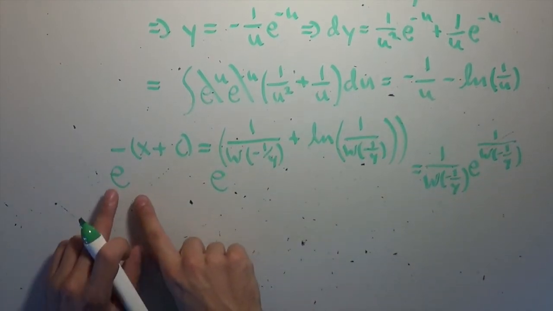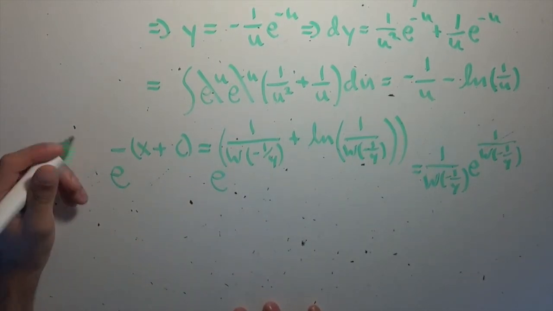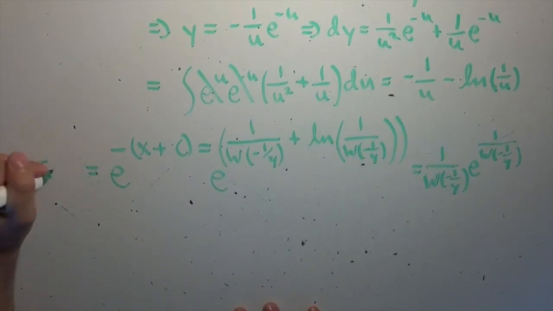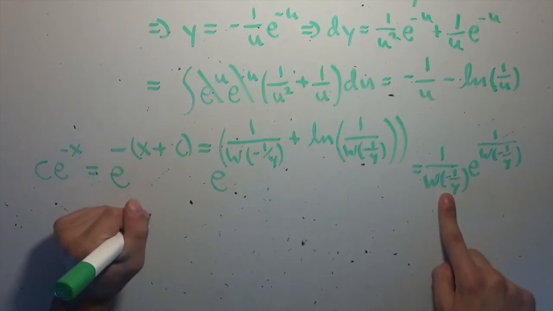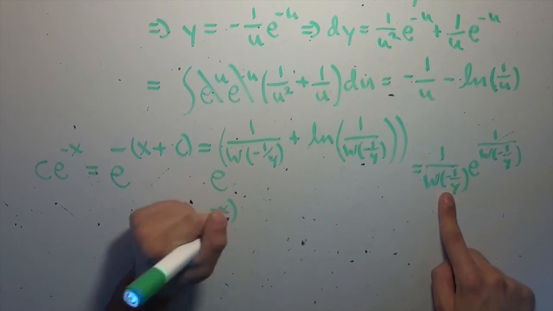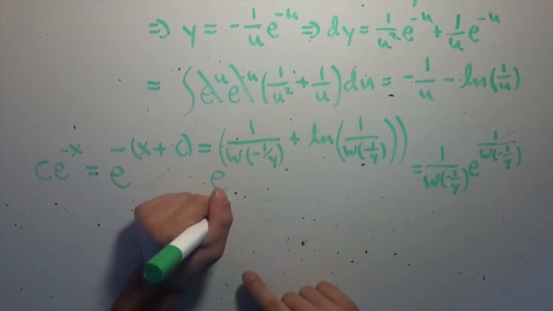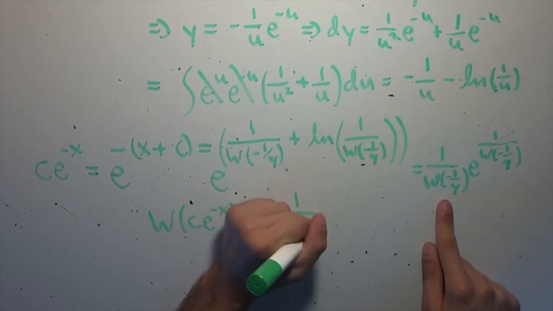So by the way, e to the negative c is just another constant, so I can rewrite this as a constant times e to the negative x, right? That's totally fine. But now I'm just going to apply w to both sides to solve for this inner part here. So we're going to get w of some constant times e to the negative x is equal to this thing out here, is equal to 1 over w of negative 1 over y.